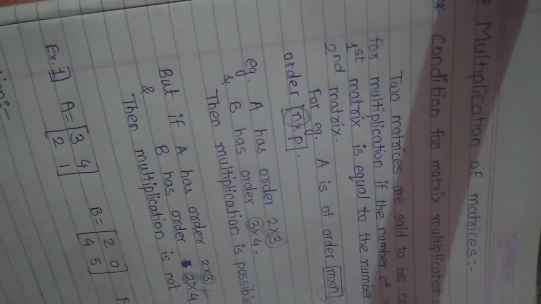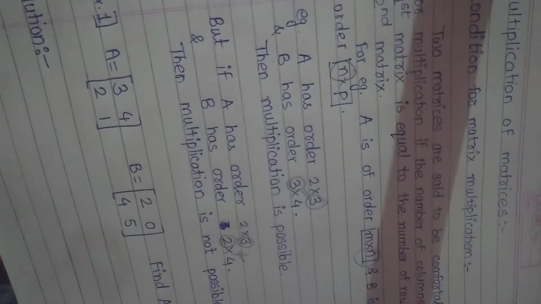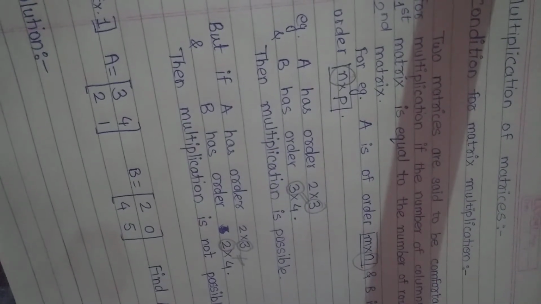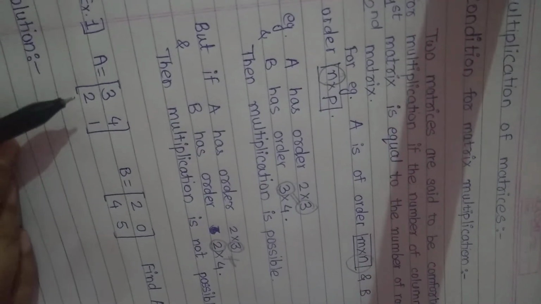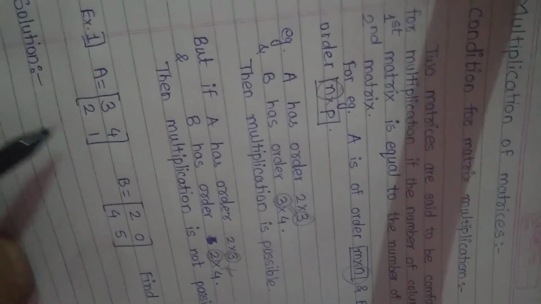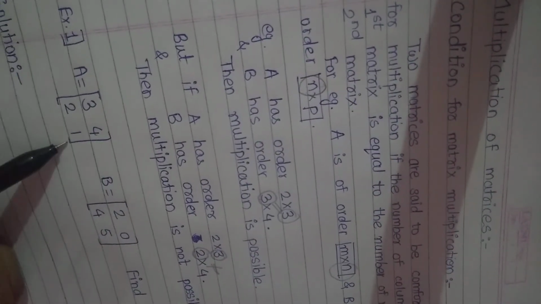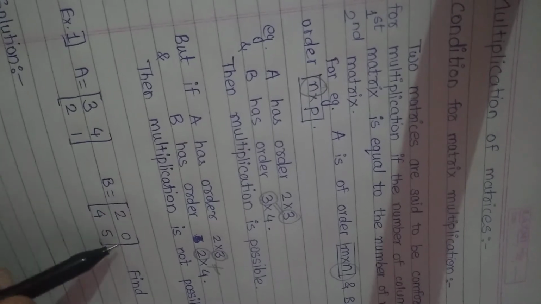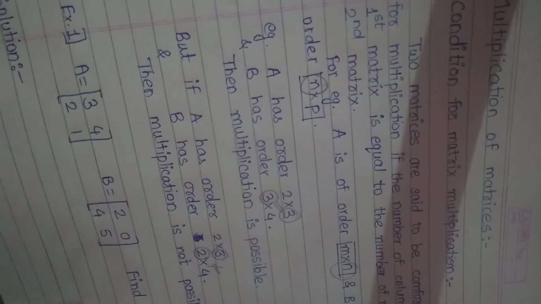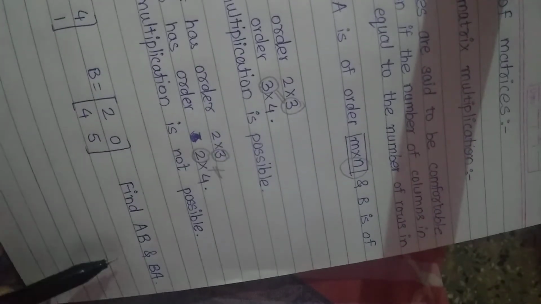Now we will see some examples so that it is very clear to you how to multiply them. Here I have written one example. Two matrices are given. A is [3 4; 2 1] and B is [2 0; 4 5]. We have to find AB and BA.